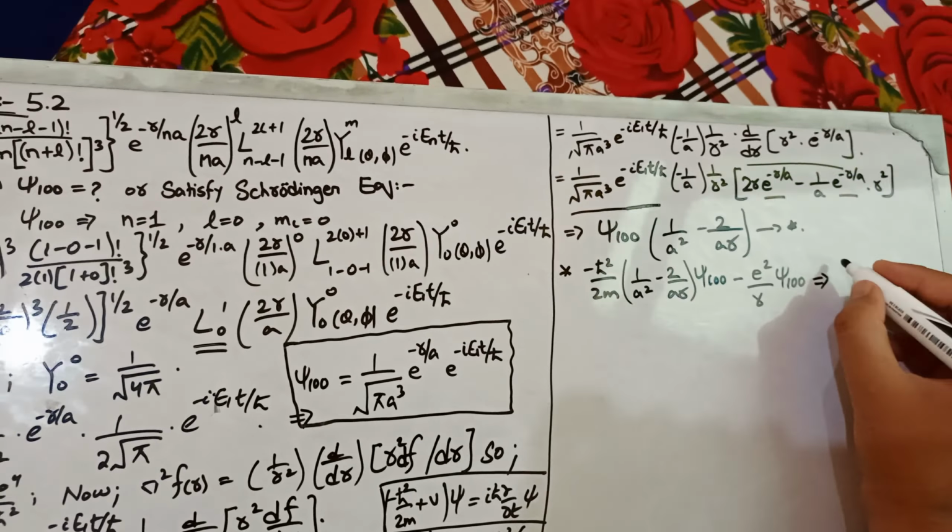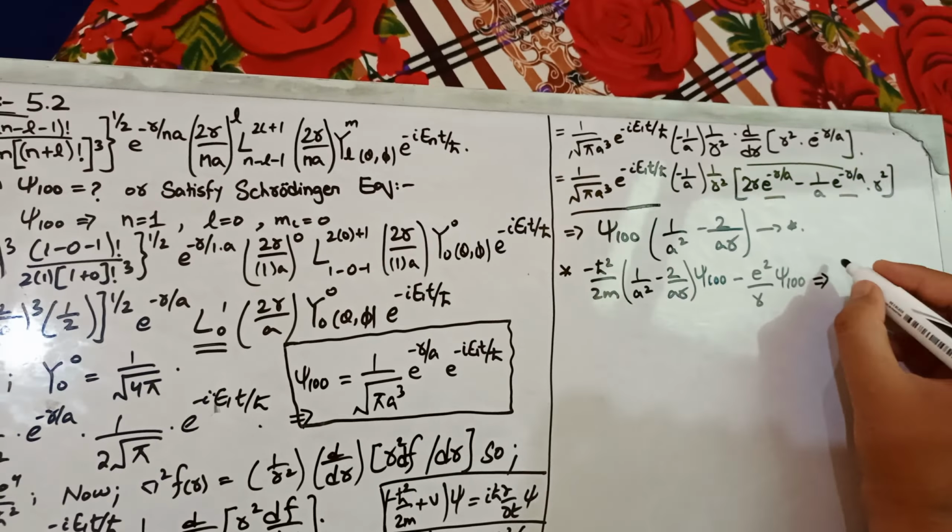Now what you can do, you can just put the values, and you know that the value of e square is h cut square by am. Just put the value of e square, h cut square by 2m here, but left, this cancels with this. Okay, after putting the value, let me show you how you can get this. It becomes minus h cut square by 2ma square psi 100 plus h cut square psi 100 divided by mar, which is this relation.